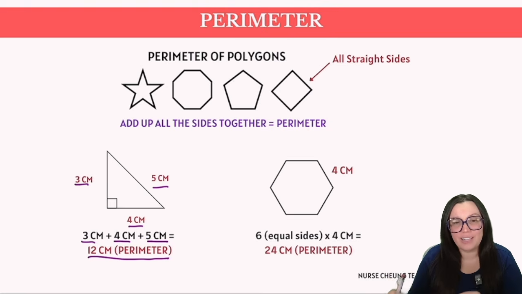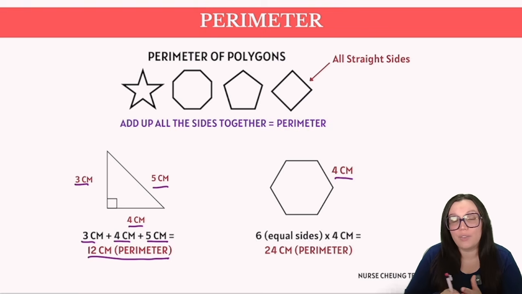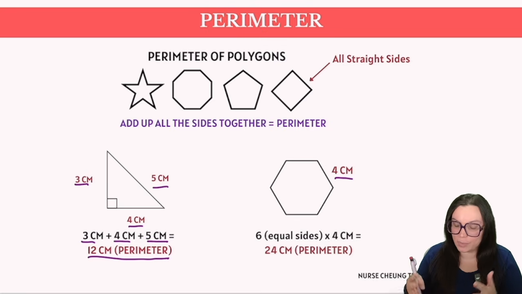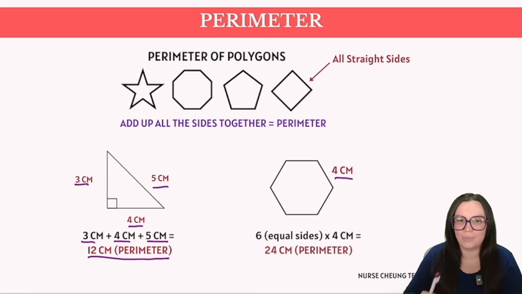This actually simplifies our task because only one side's length is given to us, which is 4 centimeters. We can infer that every single side along this hexagon is going to be 4 centimeters long. Instead of adding each side individually as we did in our previous example, we can take a shortcut and use multiplication, since all the sides are of equal length.